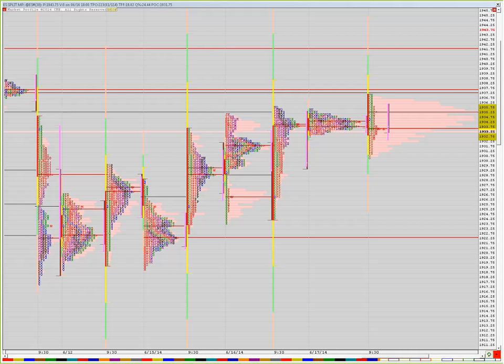You always want to remove these Globex profiles when you're looking for prominent POCs from either a time or volume perspective, and just look to see what's being extended. So, not really seeing anything here of relevance that's naked. So let's drop back out of this and go backwards.